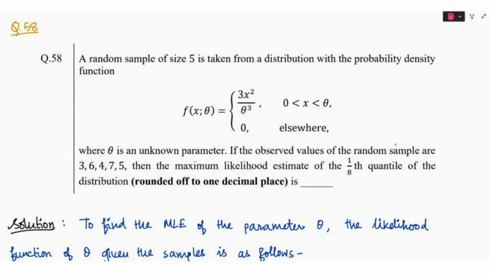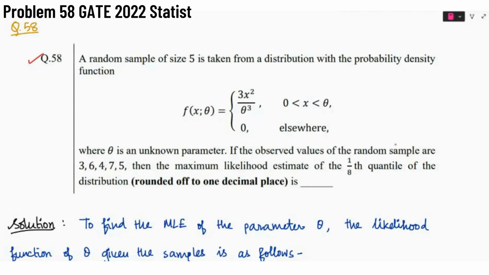Today we are going to solve question number 58 of GATE 2022 statistics paper. The problem says that a random sample of size 5 is taken from the distribution with the following probability density function: f(x, theta) = 3x squared by theta cube for x between 0 and theta, and 0 elsewhere. Here theta is an unknown parameter. We also have the observed values of the random sample as 3, 6, 4, 7, 5. Then we have to find the maximum likelihood estimate (MLE) of the 1 by 8th quantile of the distribution.